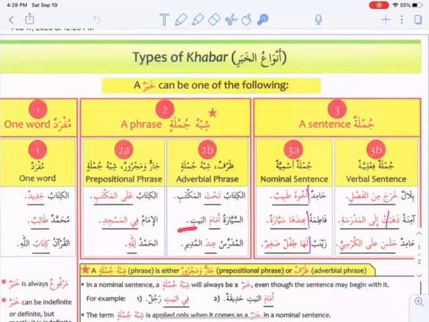This is mudaf ilayhi. Al-mudarrisu, my brothers and sisters, in the, this is mubtada. In the, what is in the? Zarf. And then shibu jumla khabar. You immediately say shibu jumla khabar. And mudaf ilayhi. Now, this is where most of our brothers and sisters find a little difficulty.